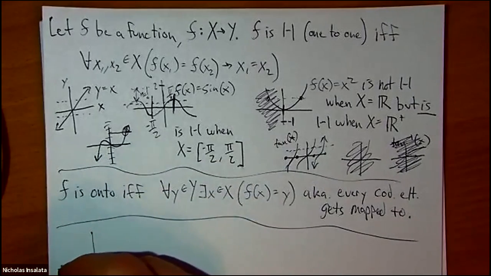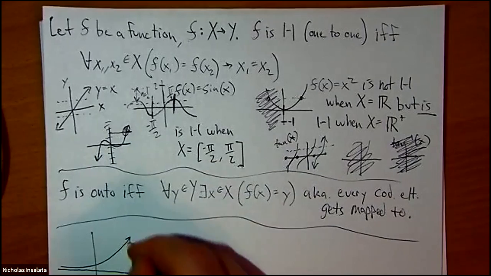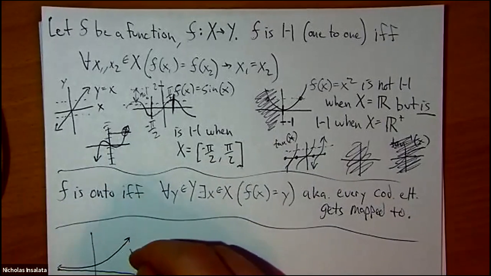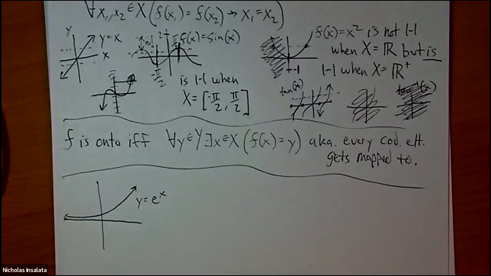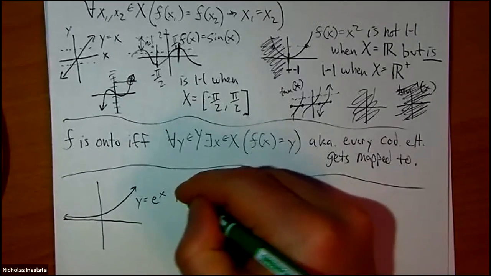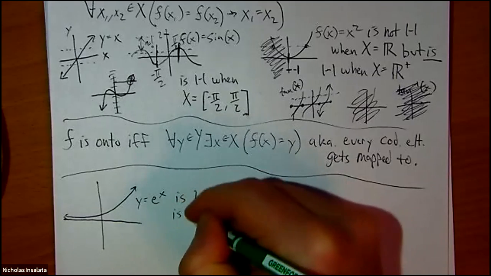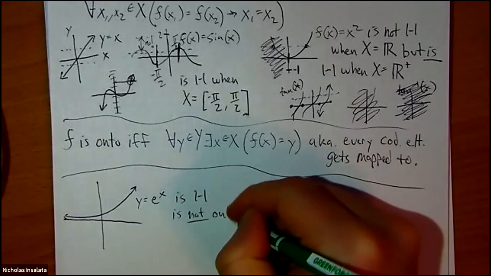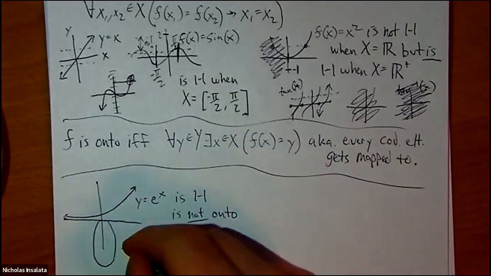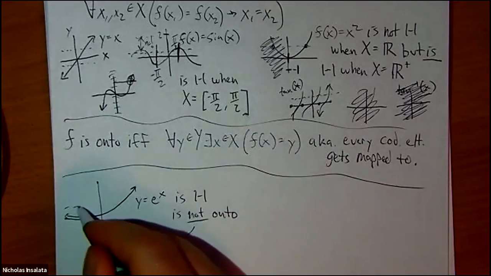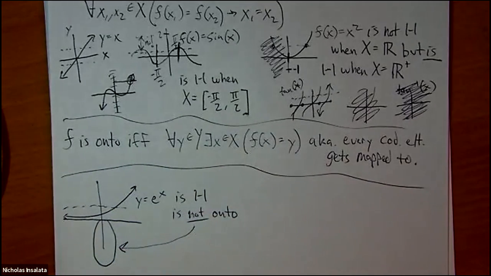So here's e to the x. Right? Now this would be one-to-one. It is not onto because of this situation right here. But it is one-to-one. So you can draw these horizontal lines. Okay, cool. That's a good one. Any questions about that? Does that all make sense?